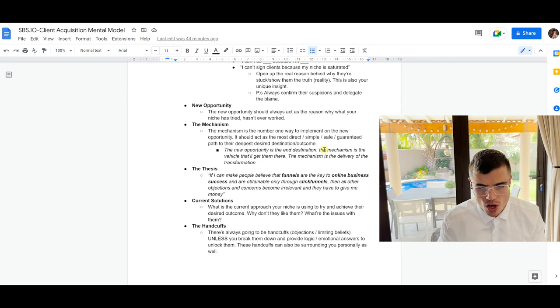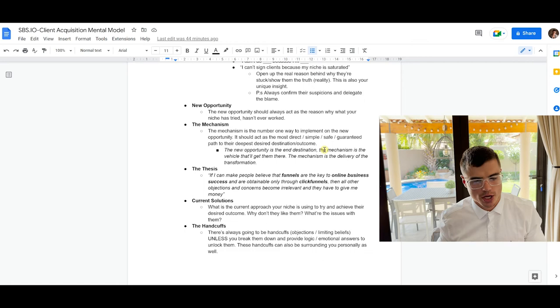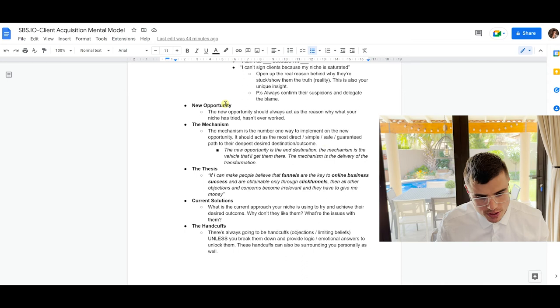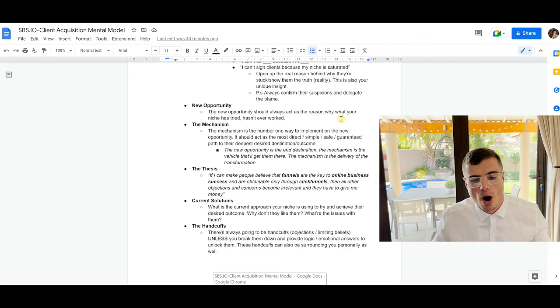So you open up the real reason behind why you're stuck and you show them the truth, the reality. This is also a unique useful insight, right? So a UUI. PS, always confirm the suspicions and delegate the blame towards why they couldn't do it. And then you show them the new reason, right? So new opportunities. I say new reason because it could be new, or it could be something new that you created. The opportunity should always act as the reason why what your niche has tried hasn't worked before, right?